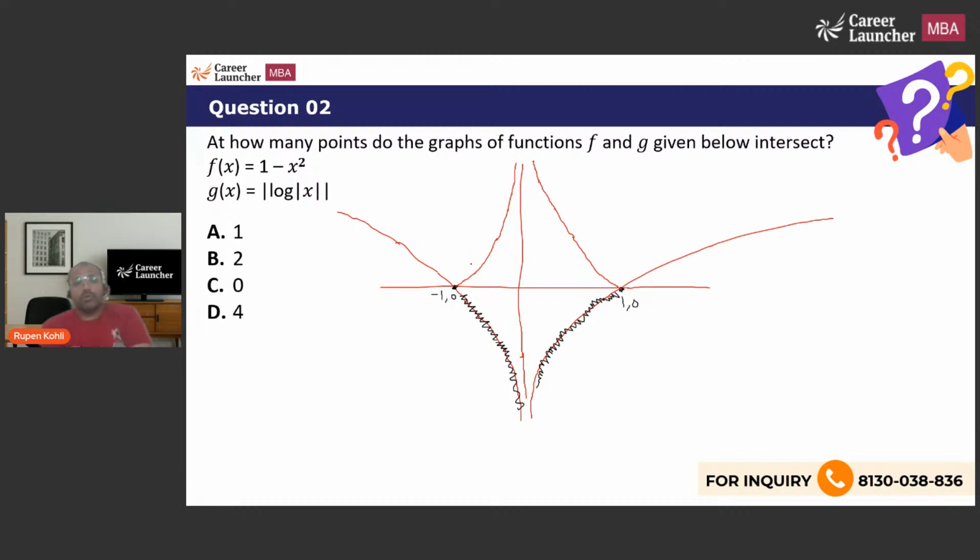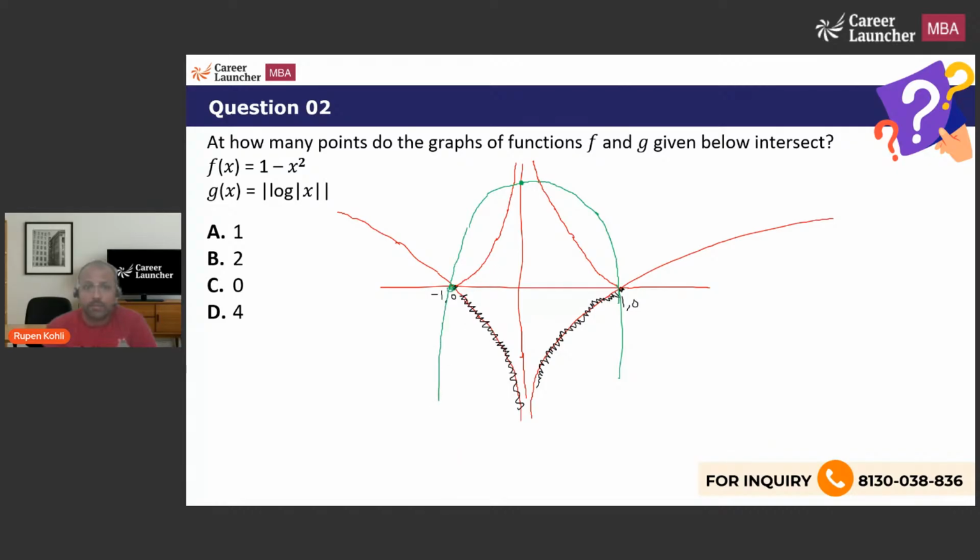Now we have to see where and how it intersects with the graph of 1 minus x square, which is a very simple graph, a simple downward parabola, right? Like this, it will obviously be passing through the vertex 0 comma 1, and it will be going downwards like this, and it will be passing through this point 1 comma 0, because at x equal to plus minus 1 it will take the value 0 also. So it will go like this.